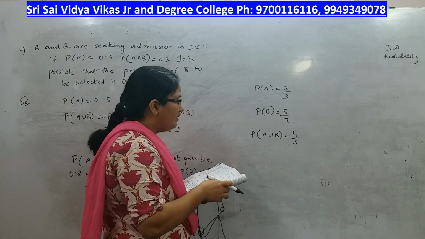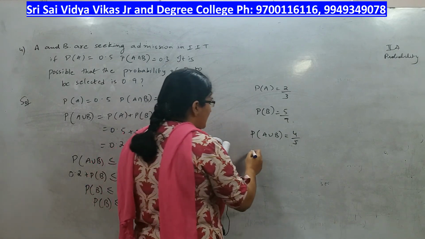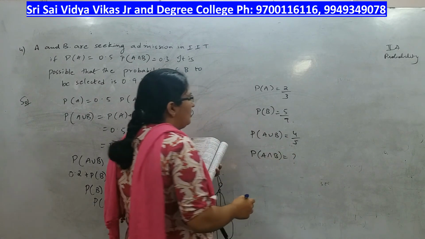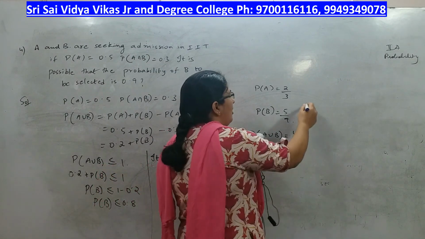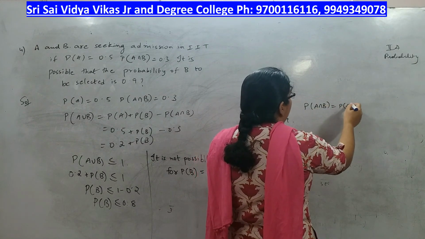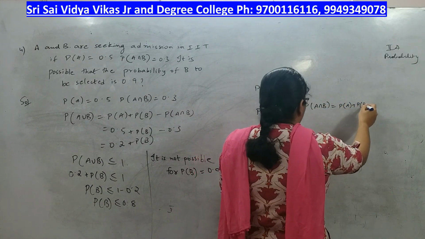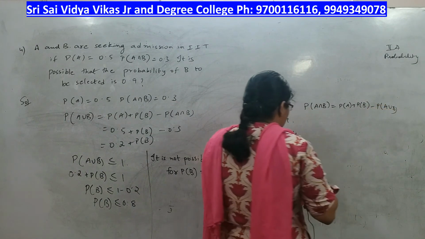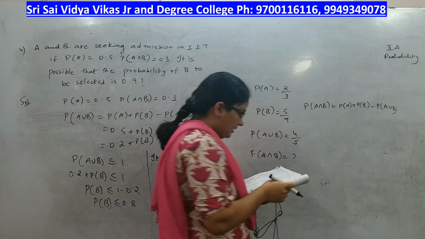Find the probability to get both the contracts, that is, they are asking P of A intersection B is equal to question mark. You have the formula, P of A intersection B is equal to P of A plus P of B minus P of A union B. Substitute in this formula, you will get it. I will read out the question.